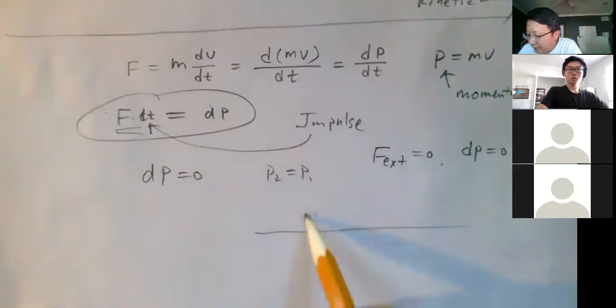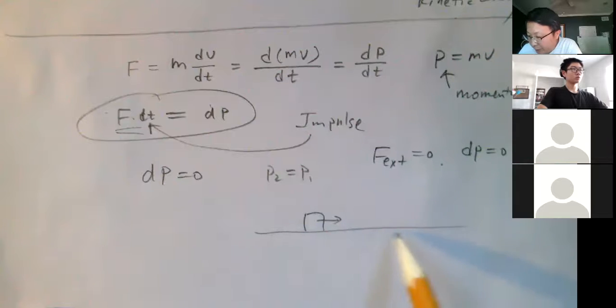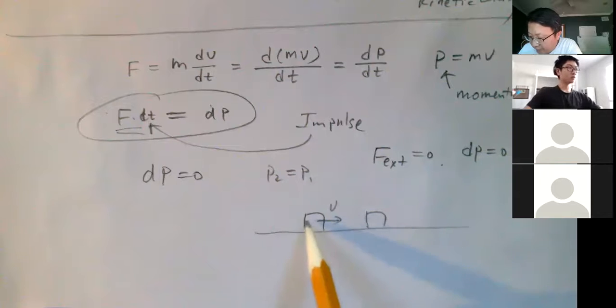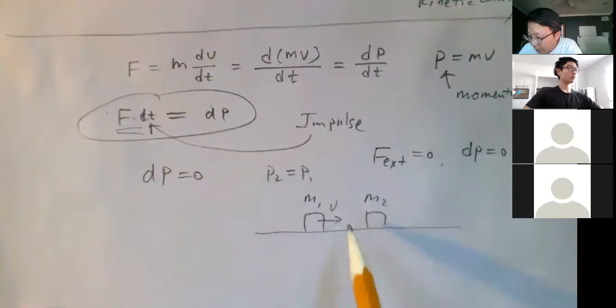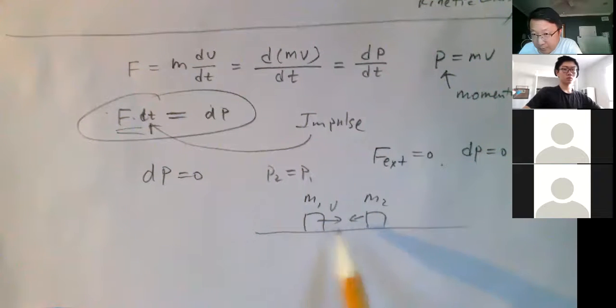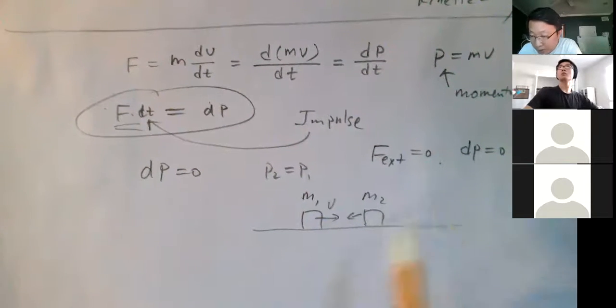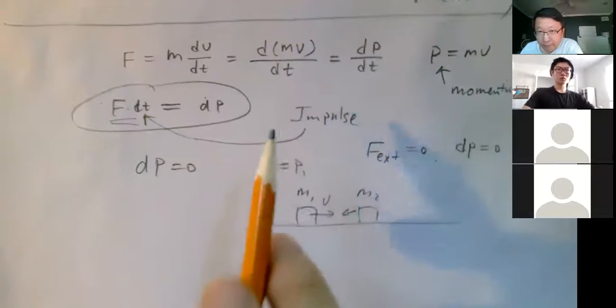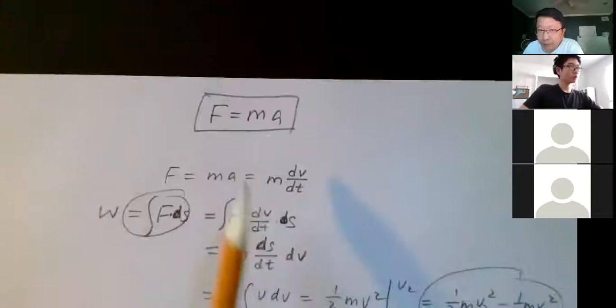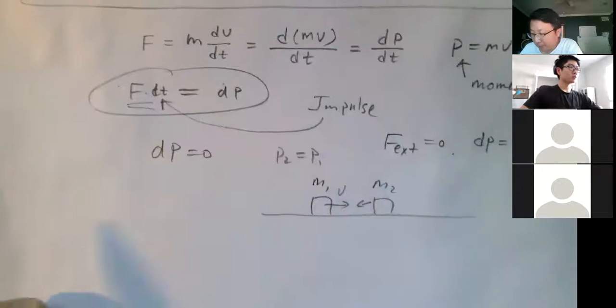That happens, for example, on a frictionless surface where you have 2 blocks, m1 and m2, one traveling with velocity v. They knock onto each other, and then you can use the momentum conservation law. It's coming from here. Okay, it's basically F equals ma. So everything is F equals ma. Energy conservation is F equals ma. Momentum conservation is F equals ma. Okay, everything.